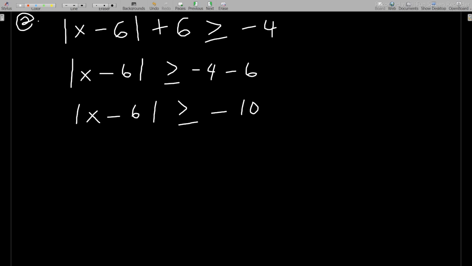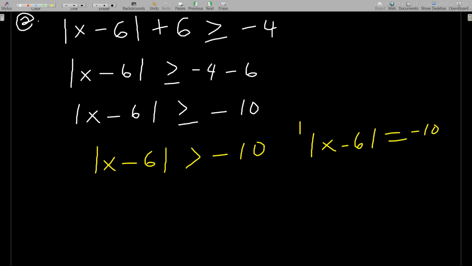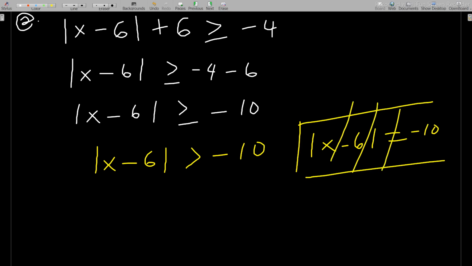Now if the absolute value is greater than or equal to a negative number, the solution is all real numbers. The solution to this question is all real numbers because the absolute value of every real number will be greater than or equal to a negative number. There are two conditions here. The first condition is that it is greater than negative 10. The second condition is that the absolute value of x minus 6 is equal to negative 10. We know this is impossible from our previous discussion.